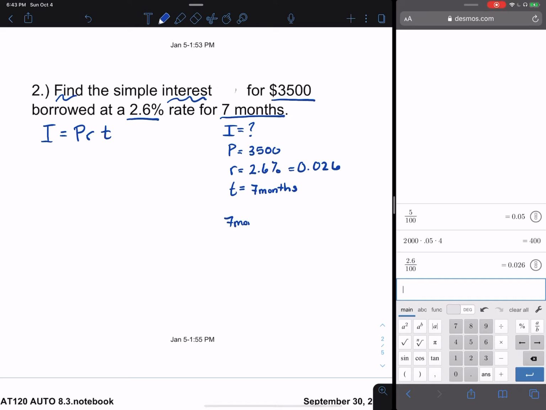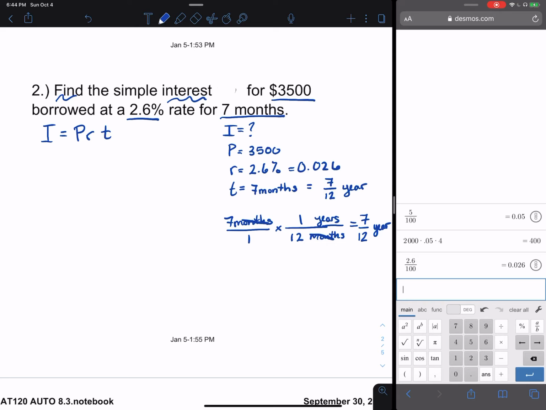So I have 7 months over 1, and I need to multiply to cancel the months out and get to years. And I know there's 12 months in 1 year. So the months and months cancel out, and I find that 7 months is the same thing as 7/12ths of a year. So the time that I'm going to actually substitute into this equation is 7/12ths of a year.